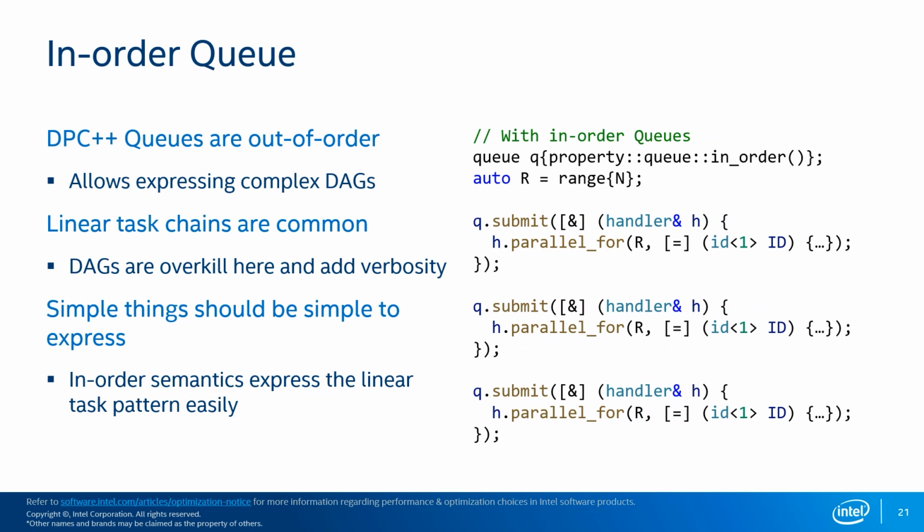If we write this example using DPC++ in-order queues, the code becomes simpler. Previously, the programmer had to manually express the linear dependence pattern. With this extension, this dependence pattern is implicitly expressed through the in-order semantics of the queue. This reduces both work for the programmer and the chance of introducing an error by forgetting to specify a dependence.